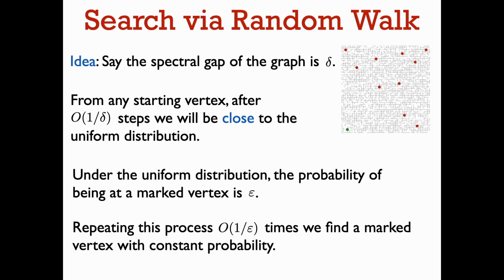To amplify the success probability, we repeat the whole process starting over from scratch 1 over epsilon many times. This procedure will then find a marked vertex with constant probability. The total number of times we have to check to see if a vertex is marked is order 1 over epsilon.